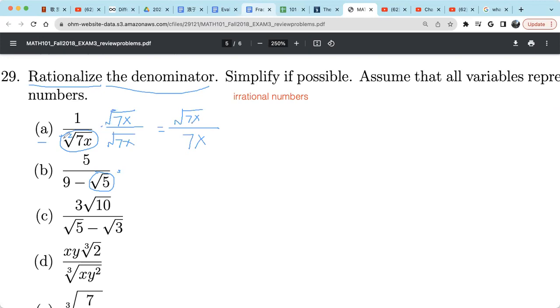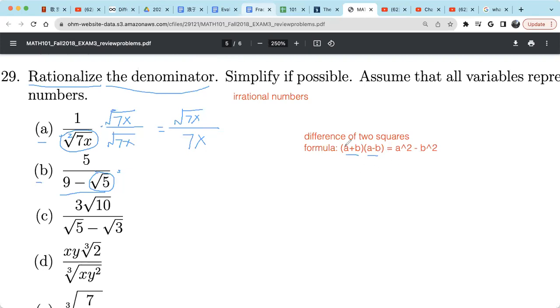Okay, so the denominator in A is a monomial, one term. The difference of A and B is B, the denominator is a binomial, 2 terms. So we want to use something called difference of 2 squares formula. Difference of squares formula is: A plus B times A minus B. We call those 2 conjugates, equals to A squared minus B squared. So A plus B and A minus B are conjugating each other. So we get A squared minus B squared.